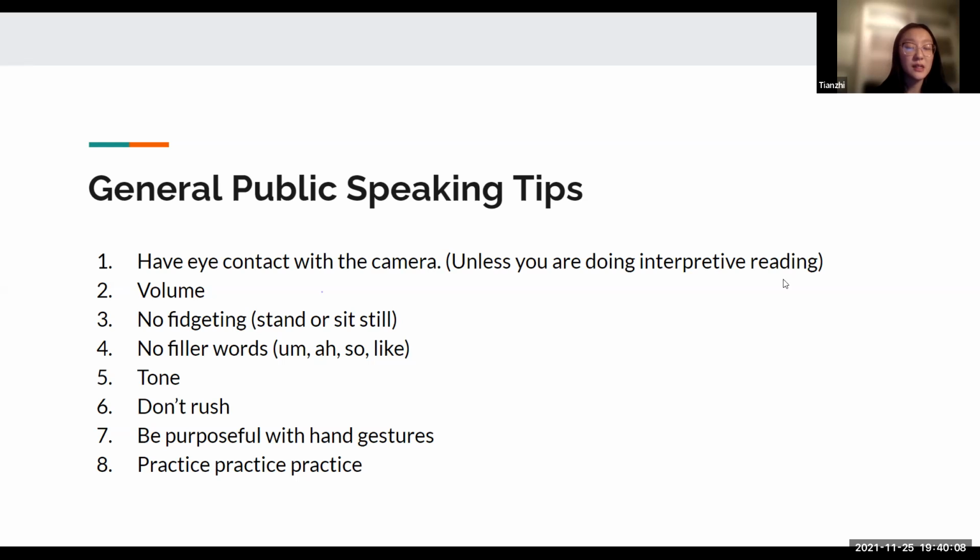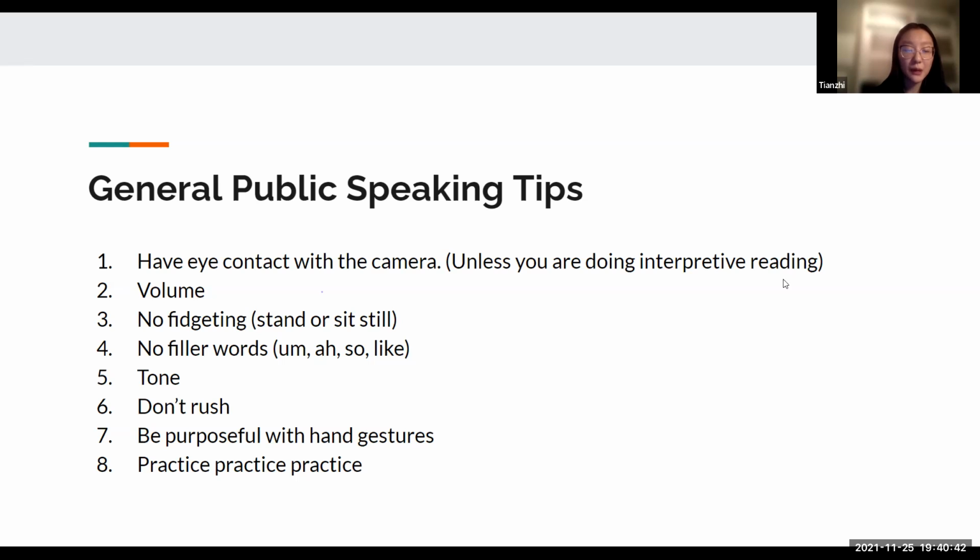Number 6 is don't rush. When you're giving a speech, and sometimes students, when they're reading, when they get nervous, they'll start to read and talk faster. Make sure to slow down, to take a deep breath, and to focus on the elements of your speech that are the most important. So when you're practicing, make sure you're speaking in a way that doesn't feel like you're going too fast, but also doesn't feel like you're going too slow.